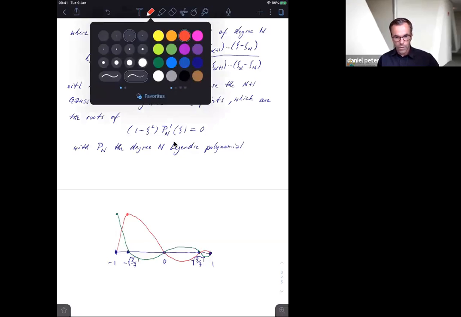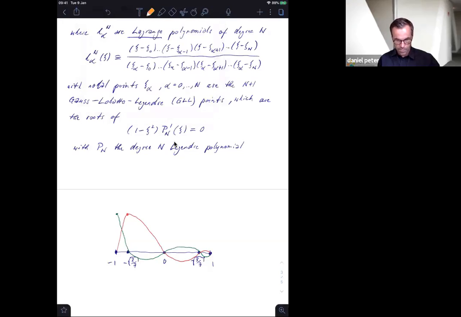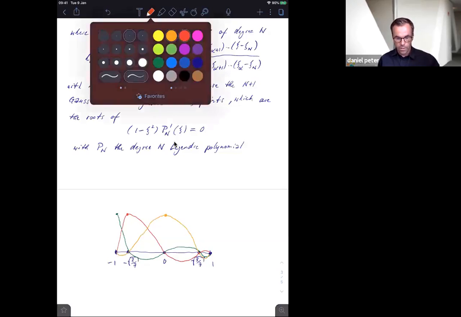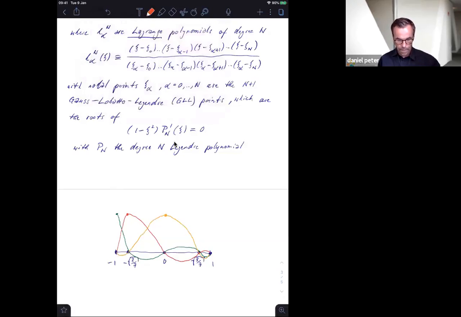Third one, do I have more colors? Yes. Say the third polynomial will be 1 at the third nodal point and 0 on all the others. So it will look something like that. Goes up here. Looks like that. And then the others are again just the same, but just symmetric.